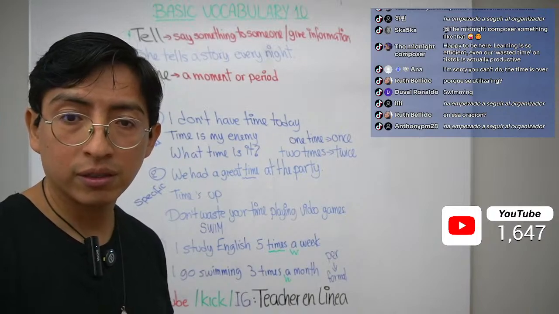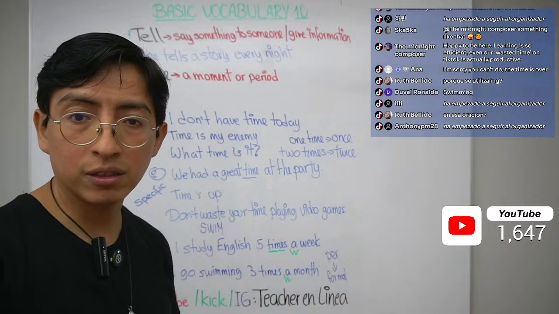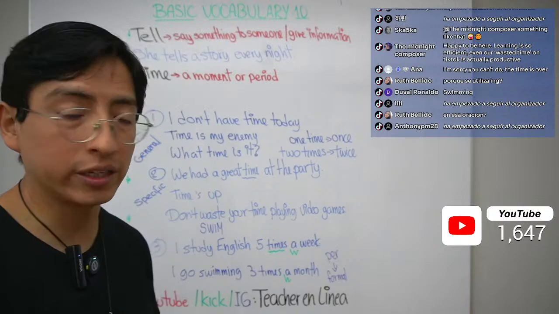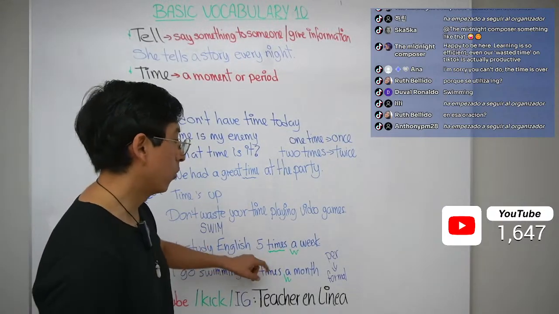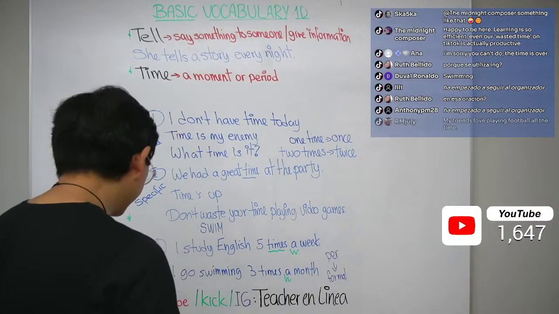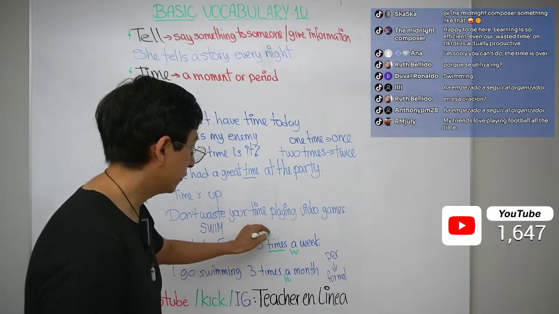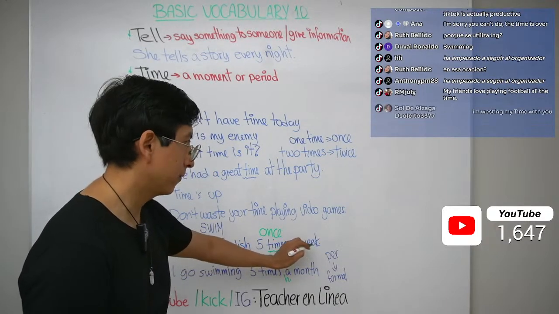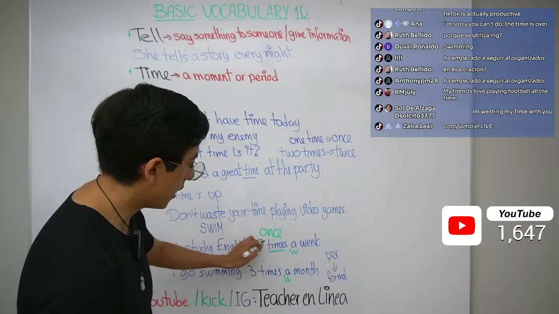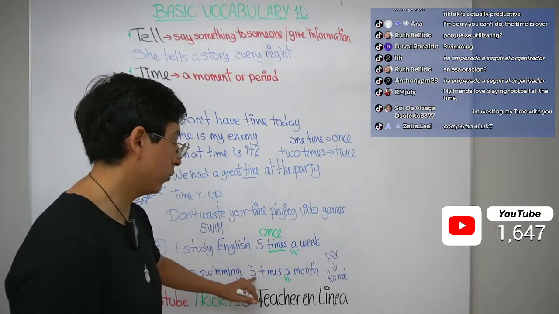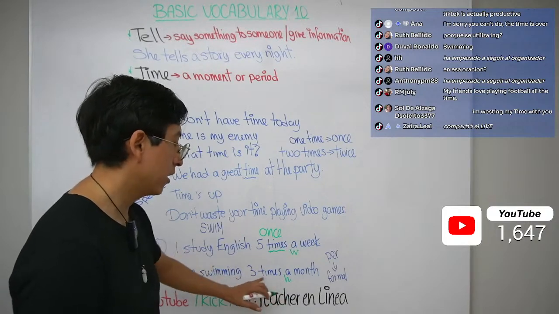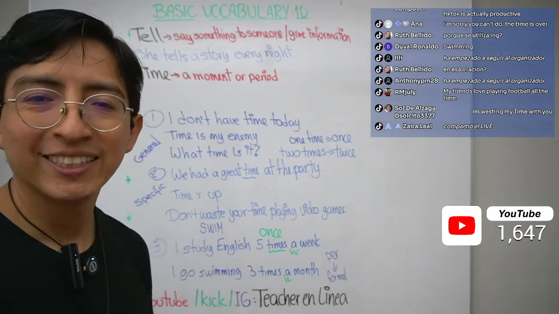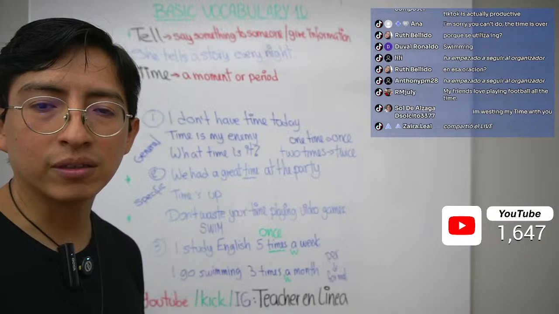What else do we have here? I studied English once a year. Once a week, Julie. Once time, no. Once. Here. Once. I study English once a week. I study English twice a week. Okay, then we have I study English 3 times, 4 times, 5 times, and then you can continue with that. Okay, it's going to take time to do it right. Very good.